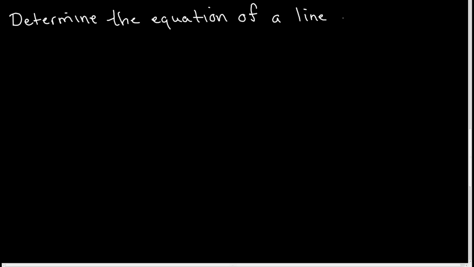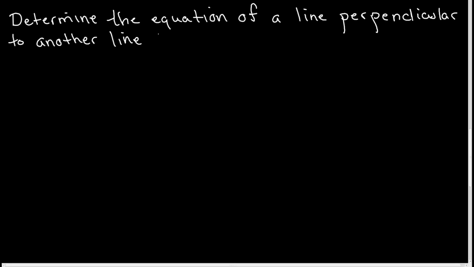So determine the equation of a line that is perpendicular to another line that passes through a specific point.